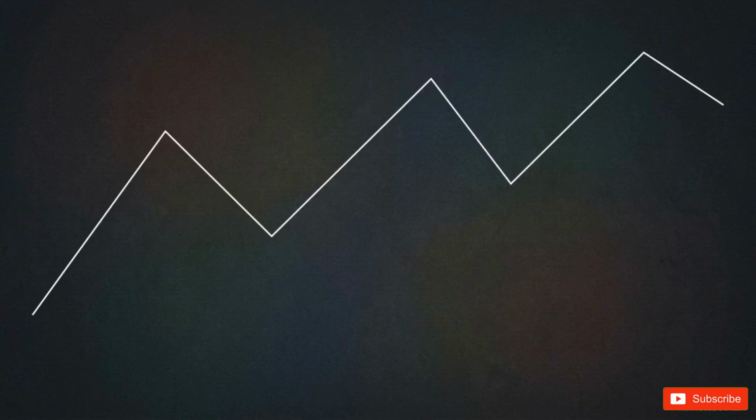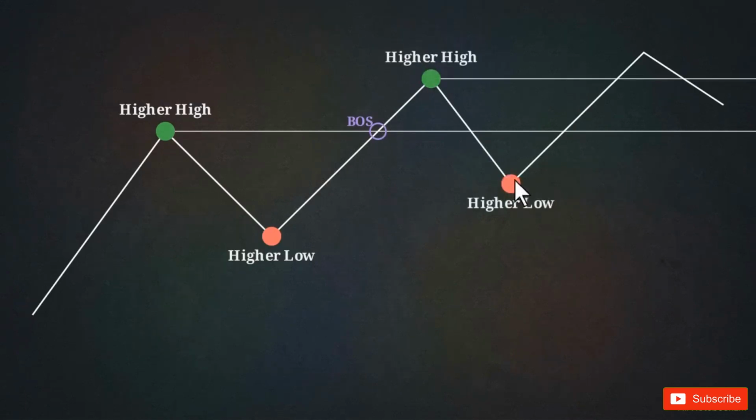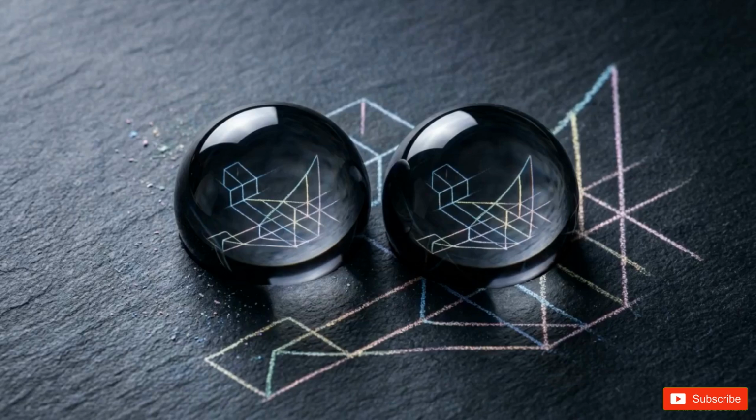Start by practicing on a demo account. Manually identify the highs, lows, and structural breaks on your charts until the patterns become second nature. Successful trading is not about predicting the future. It is about accurately interpreting what the market is doing right now.